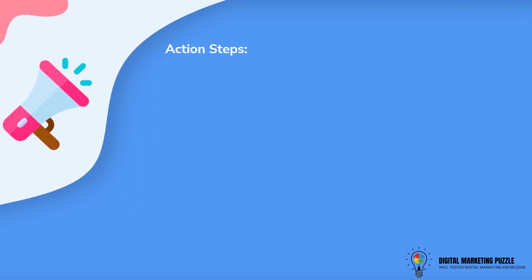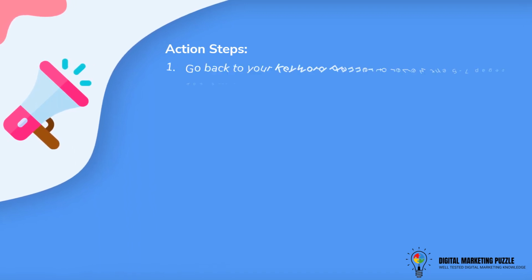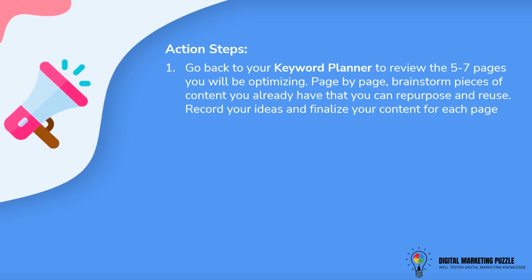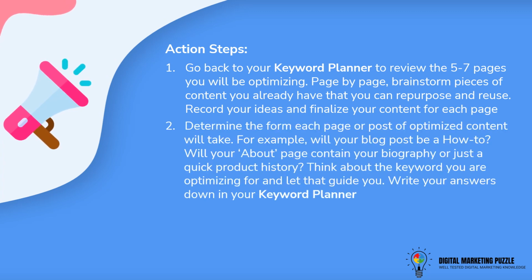Action steps. 1. Go back to your keyword planner to review the 5 to 7 pages you will be optimizing. Page by page, brainstorm pieces of content you already have that you can repurpose and reuse. Record your ideas and finalize your content for each page. 2. Determine the form each page or post of optimized content will take. For example, will your blog post be a how-to? Will your About page contain your biography or just a quick product history? Think about the keyword you are optimizing for and let that guide you.